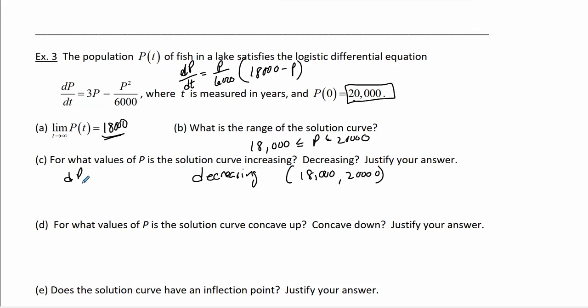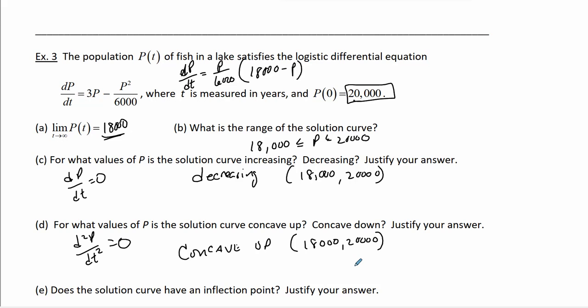Remember, this was when dp over dt is equal to 0. This one here is concavity and talks about d squared p over dt squared, the double derivative. It is concave up from 18,000 to 20,000.